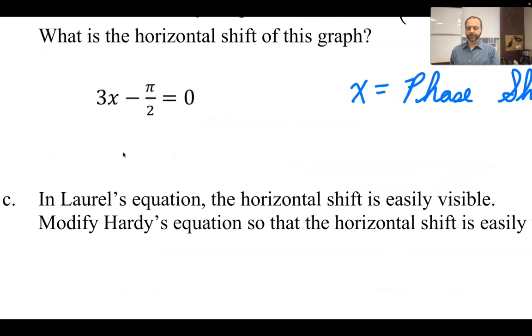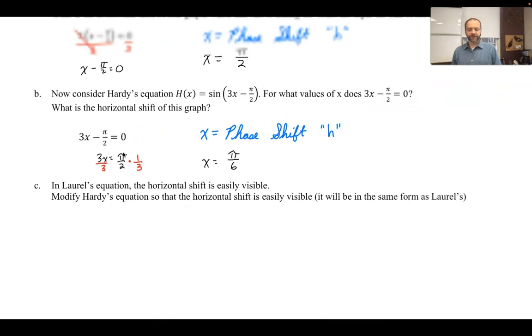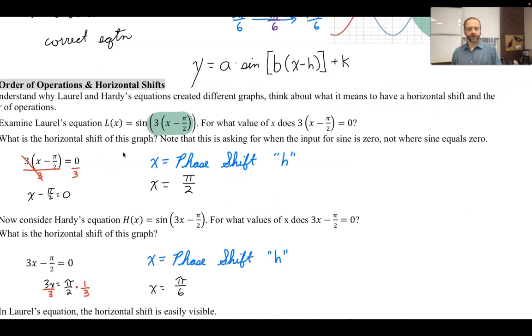Now, I could add the pi halves and get 3x equals pi halves. Now, dividing by 3 is the same as multiplying by 1/3. Those are the two same operations, which pi halves times 1/3 is pi sixths. That's the phase shift of Hardy's equation. So we were right.